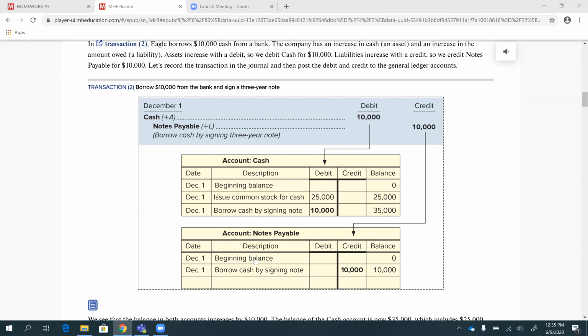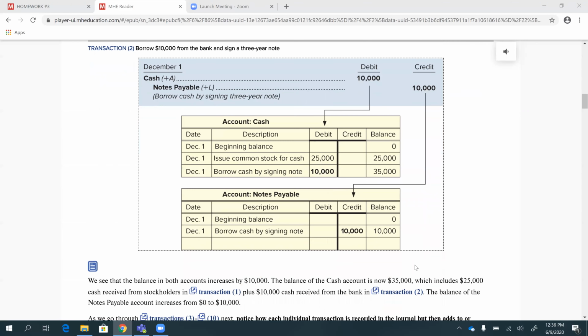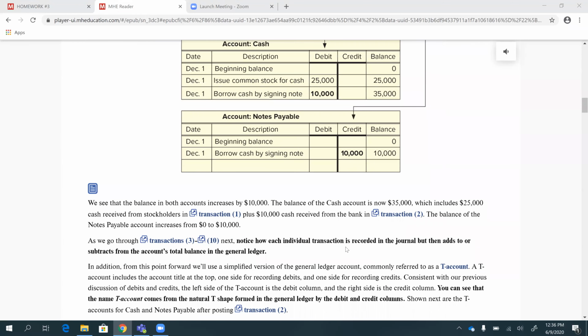Our notes payable had a beginning balance of 0. We didn't owe anything. Now we've borrowed money, so we owe more than we used to. Credit $10,000. So our balance is now $10,000. As we go along, we see that we're going to record these in each account.